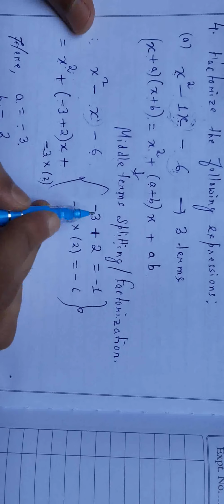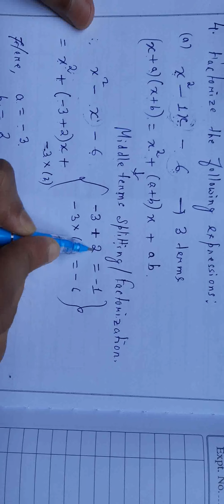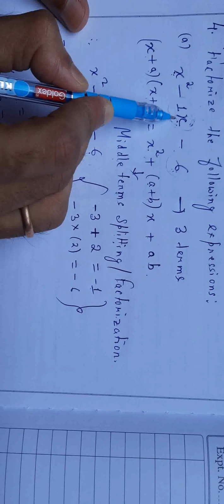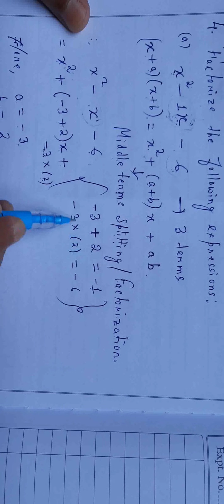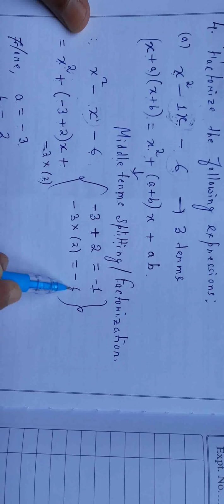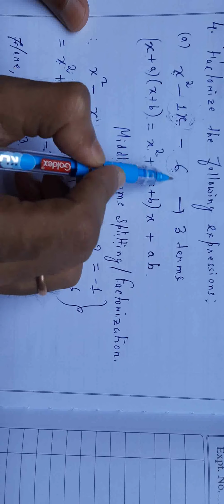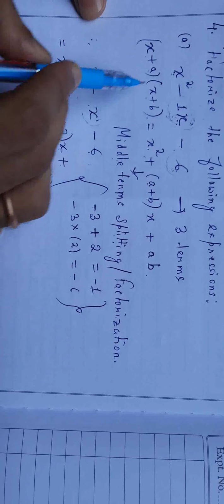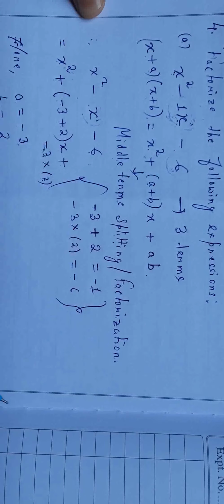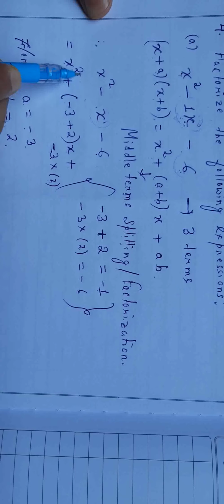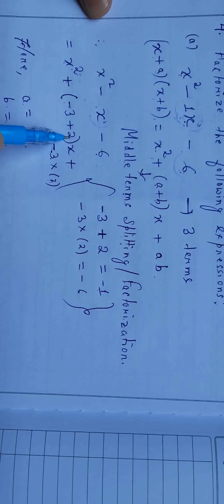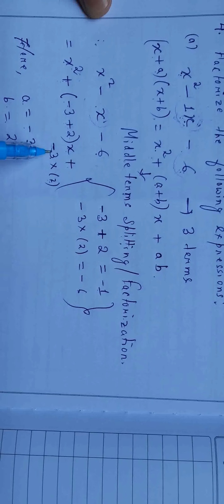Similarly, those two numbers, if we multiply, we should get minus 6 as well. Therefore we can see minus 3 plus 2 is minus 1. So we are getting minus 1 here, or minus x. Similarly, those two numbers, if we multiply, we get minus 6. So the third term is also achieved. Therefore the expression can be written as x square plus (minus 3 plus 2), so minus 1x, plus a into b.